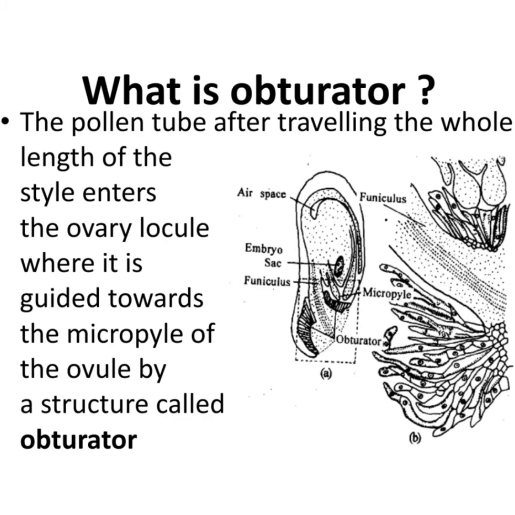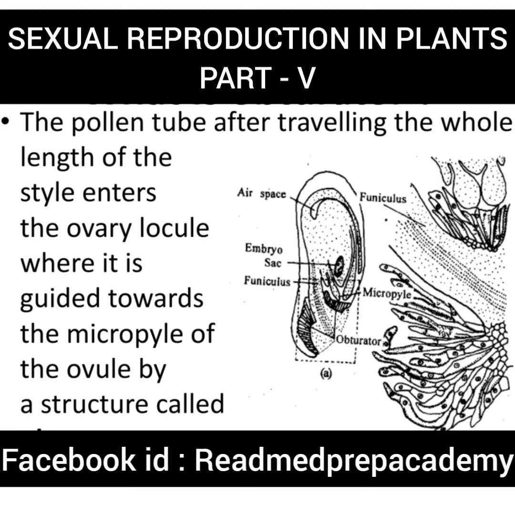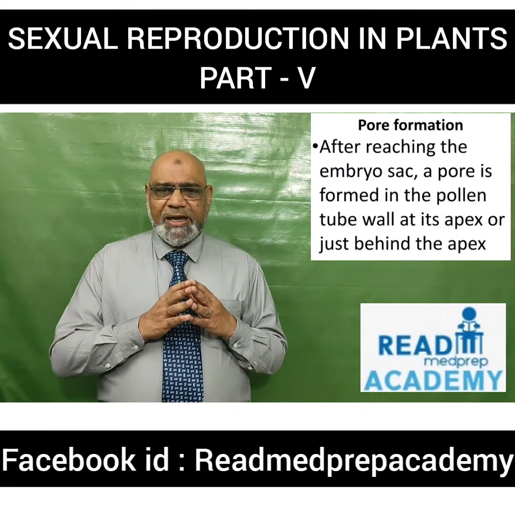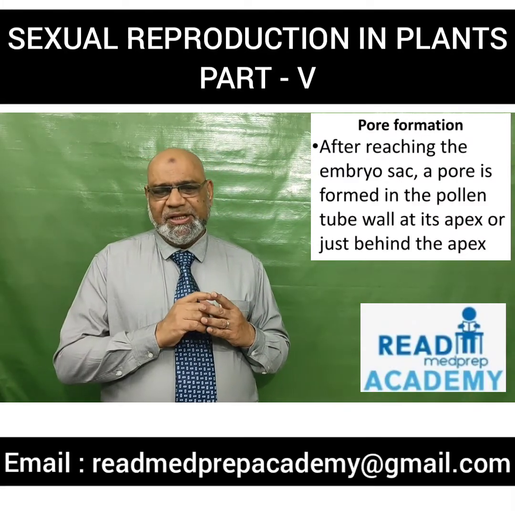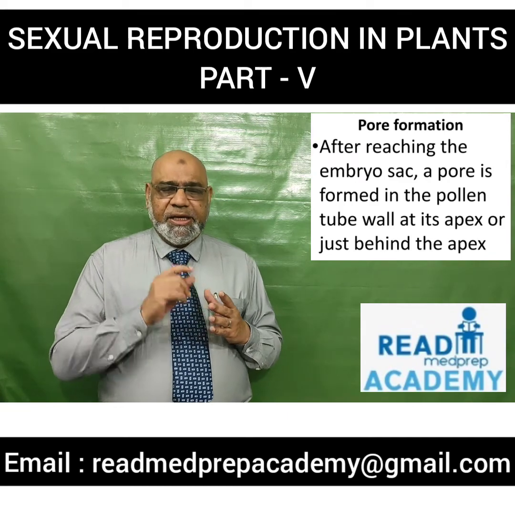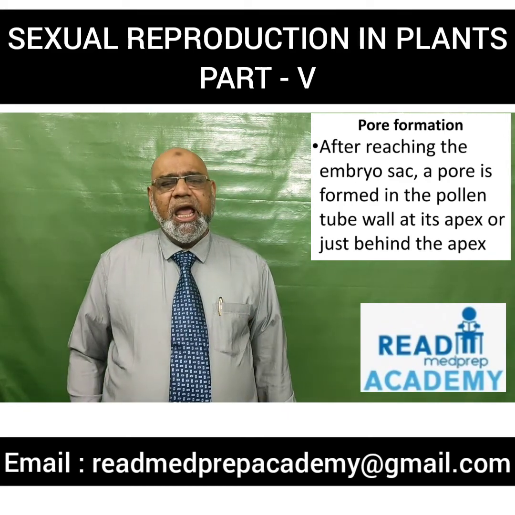Now, what is obturator? The pollen tube, after traveling the whole length of the style, enters the ovary locule, and this is guided towards the micropyle of the ovule by a structure called obturator. You can see in the image on the right side the obturator tissue which guides the pollen tube towards the micropyle. After reaching the embryo sac, a pore is formed in the pollen tube wall at its apex or just behind the apex.